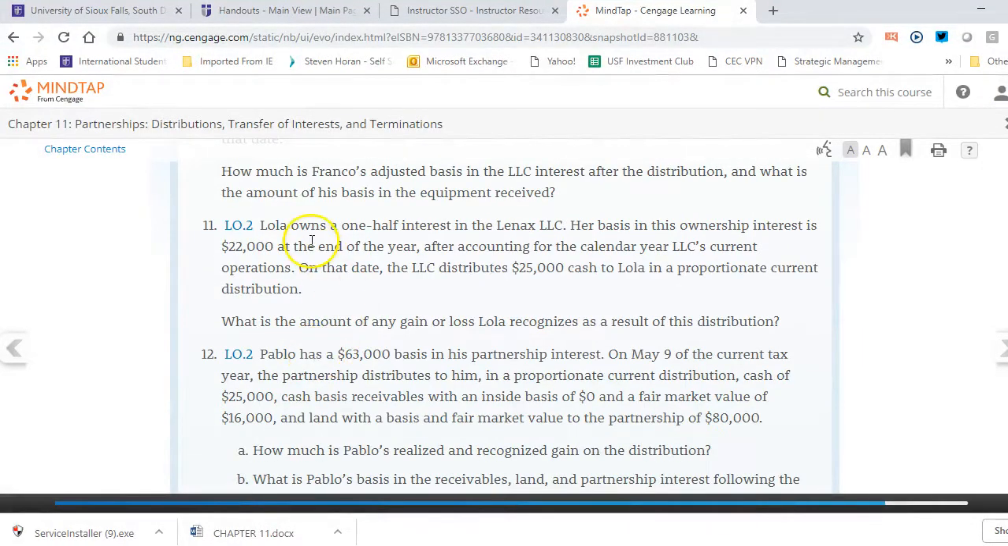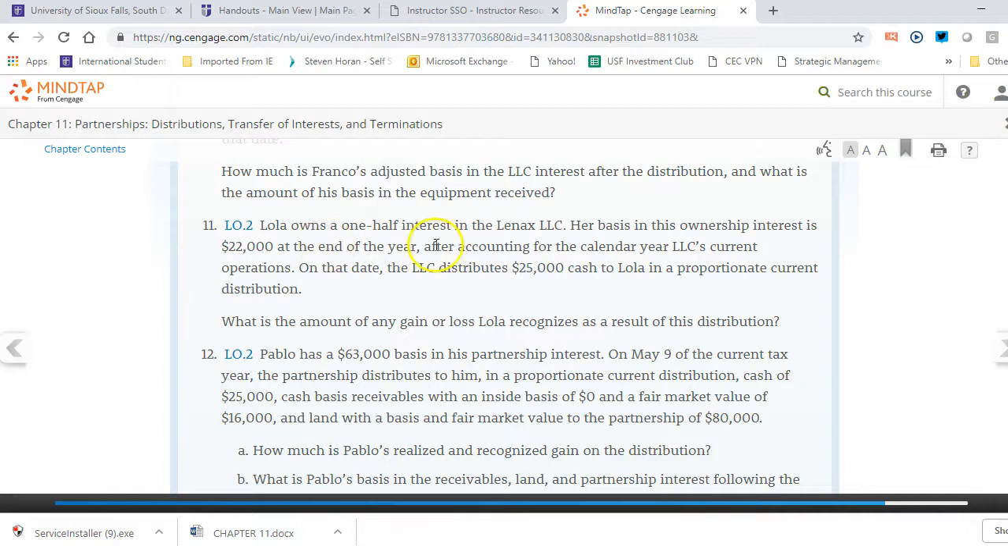Question 11, Lola owns a 1/2 interest in Lennox LLC. Her basis in the ownership interest is 22,000 at the end of the year. After accounting for the calendar year LLC's current operations, on that date, they distribute 25,000 cash to Lola in a proportionate current distribution. What is the amount of any gain or loss recognized as a result of the distribution?